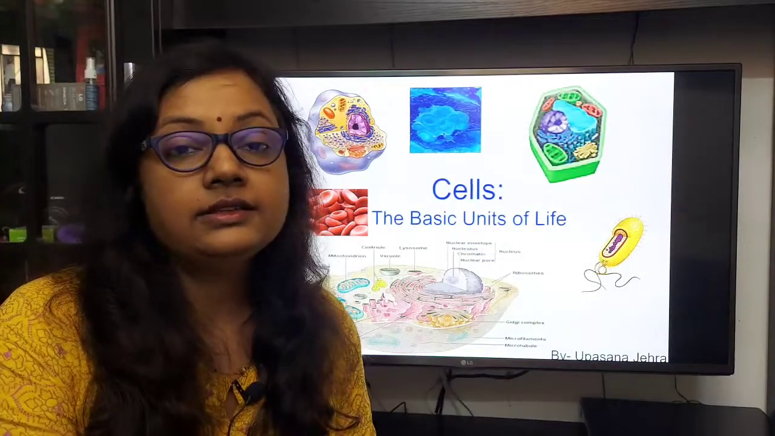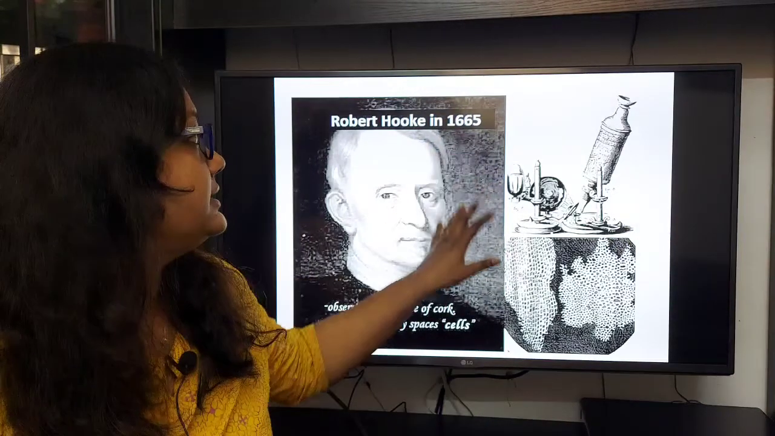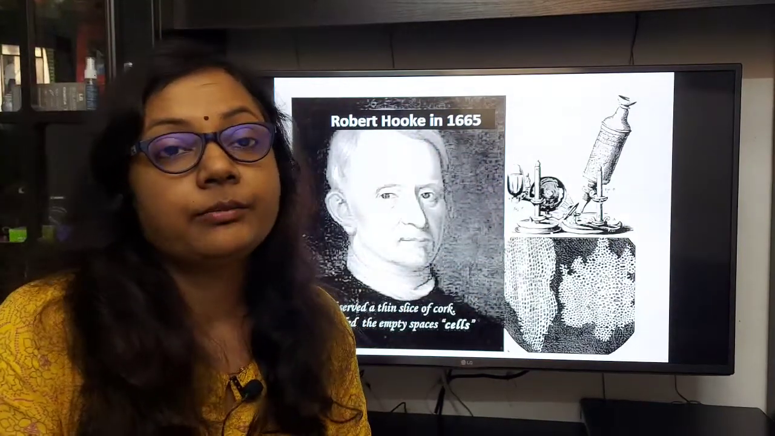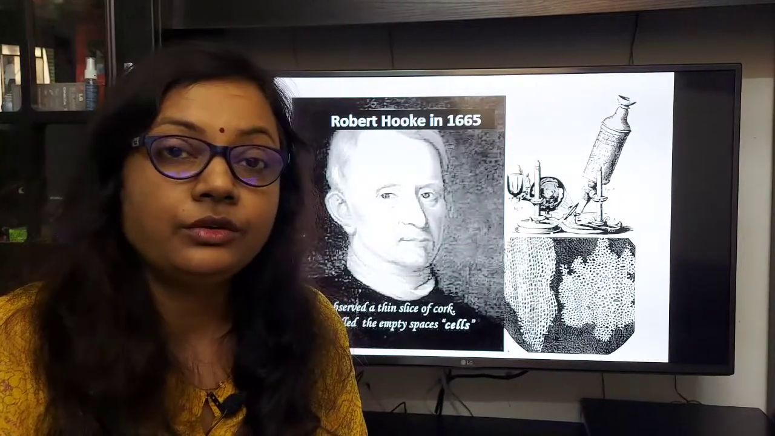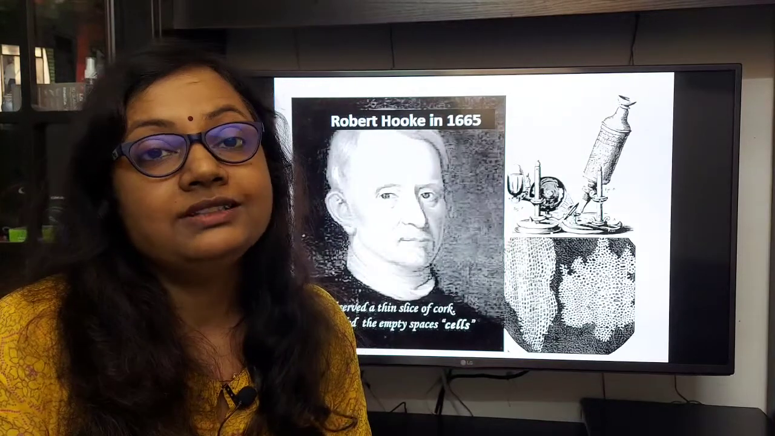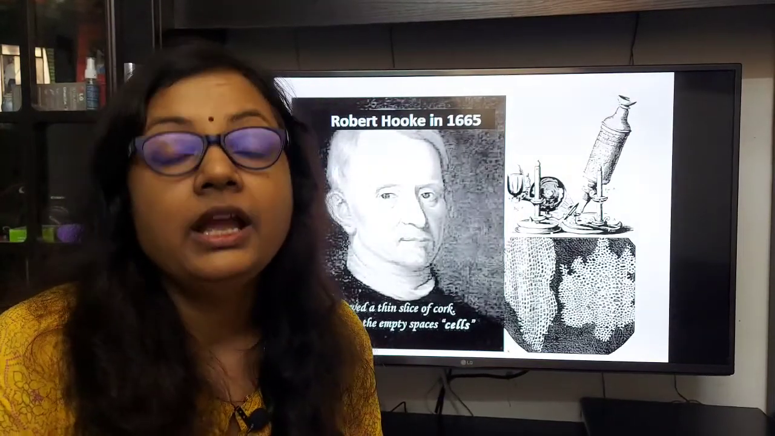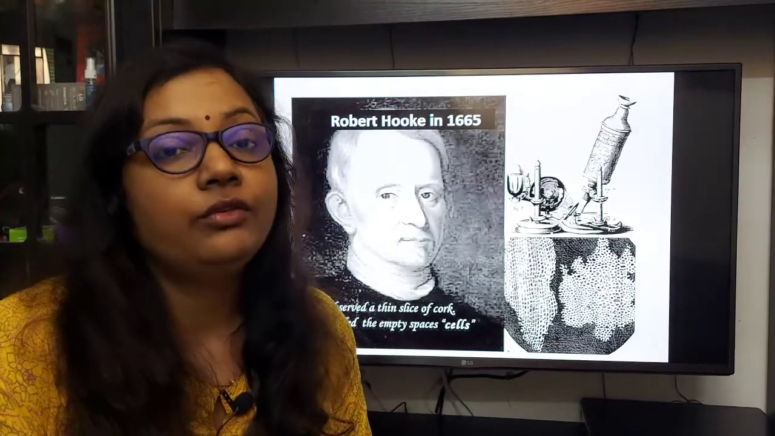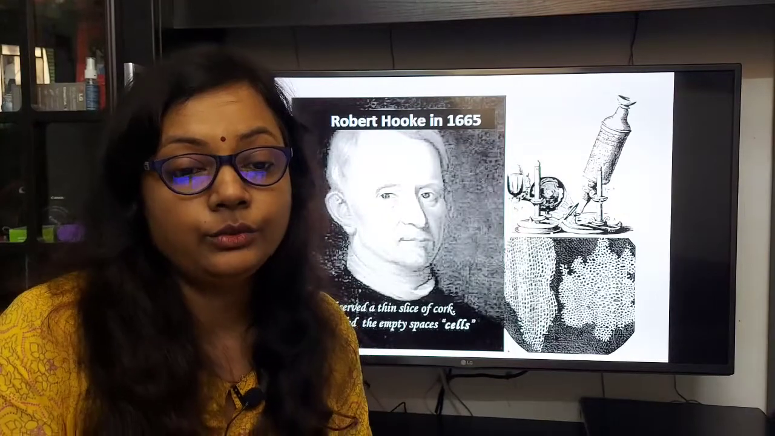Now let us discuss who discovered cell. Do you know, Robert Hooke in 1665 discovered cells. He observed slices of cork cells under the microscope and he saw box-like structures that appeared like honeycomb. He coined the term cell for this box-like structure. In Latin, it means little room.